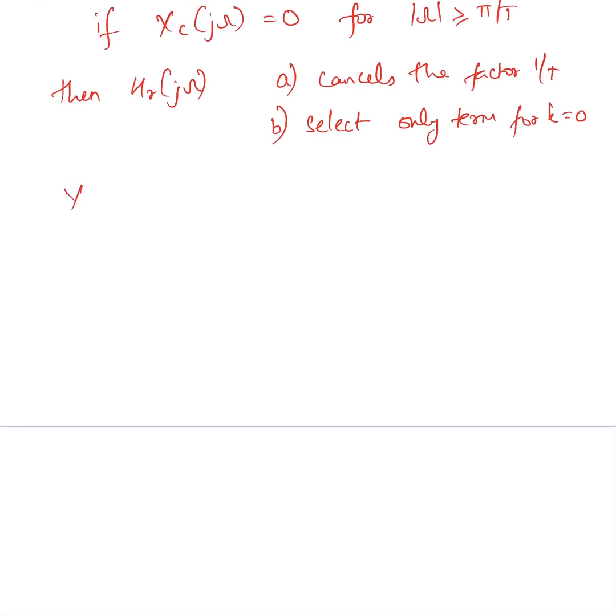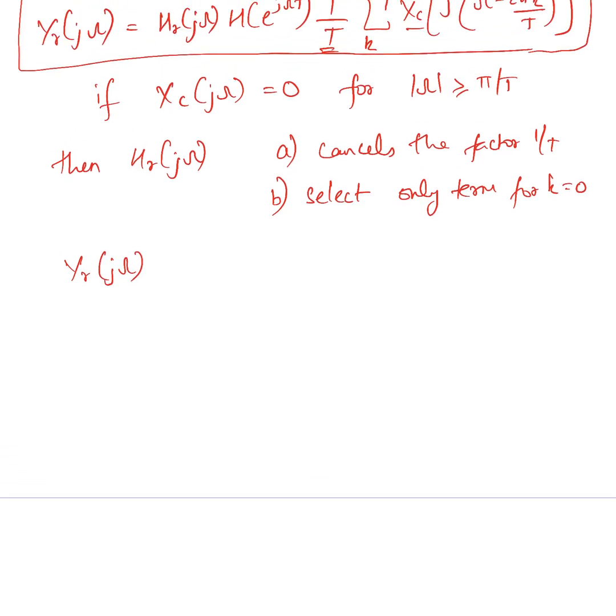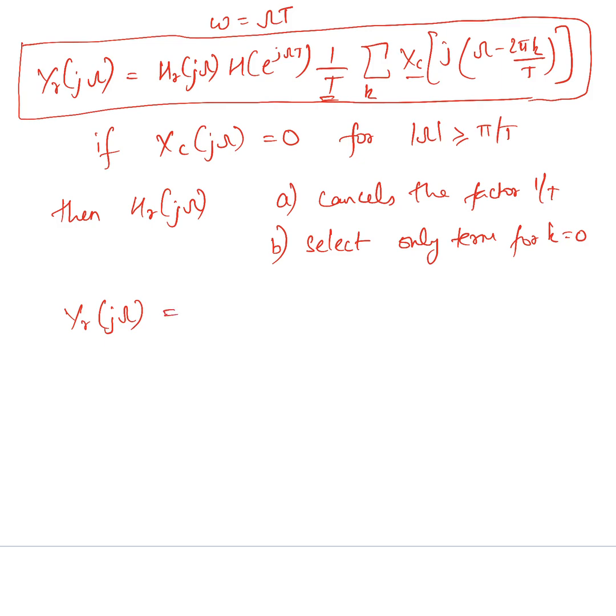So the above expression can be simplified as Y r of j omega. If we see from the above, it would be equal to the frequency domain representation of the impulse response of the discrete time system, e to the power j omega T, times X c of j omega, because we are taking k equal to 0 only, and this happens only when you have mod omega less than pi by T, otherwise it is 0.